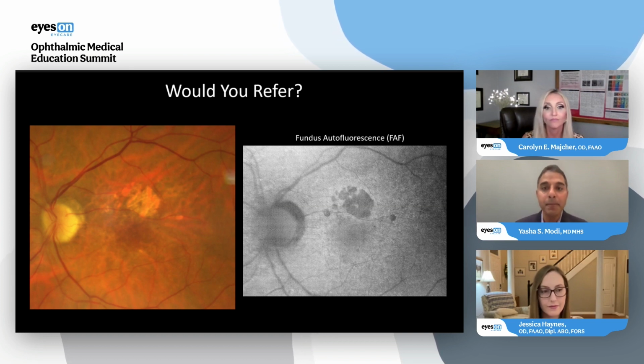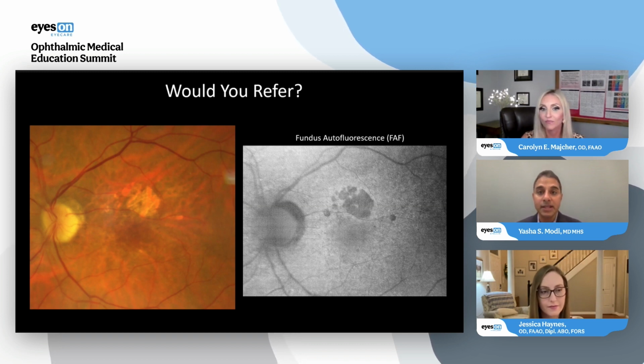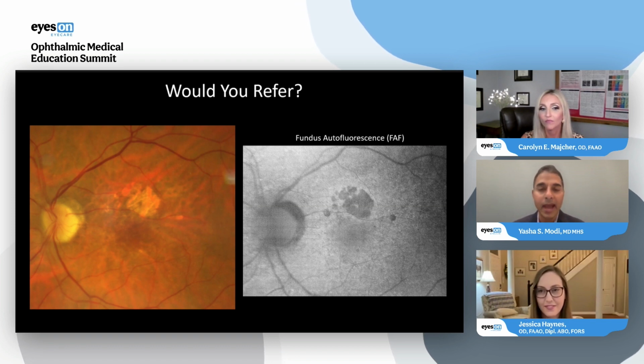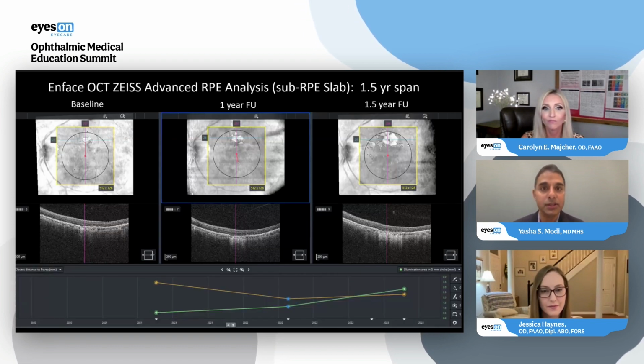So we have some poll results here. About 65% of patients said they would refer, and 36% said no. So interestingly, based on these images alone, less of you would actually refer this patient. So why don't we look at one of the change analyses where we can get some information over time?